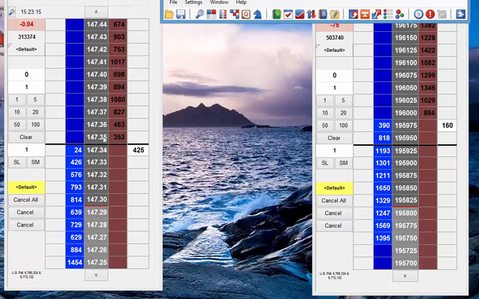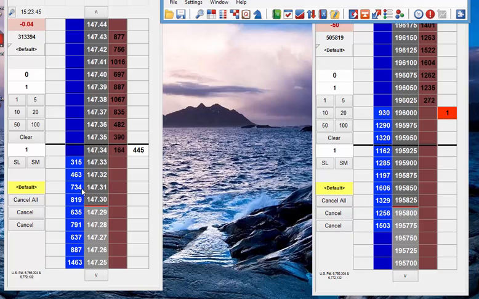So just to recap what we've learnt so far, all these numbers on the left are the number of contracts willing to buy at these various prices. So there's 795 contracts willing to buy at 147.28, 460 willing to buy at 147.32, and so on. And on the right hand side we have all the contracts that are willing to offer. 485 willing to offer at this price of 147.36.